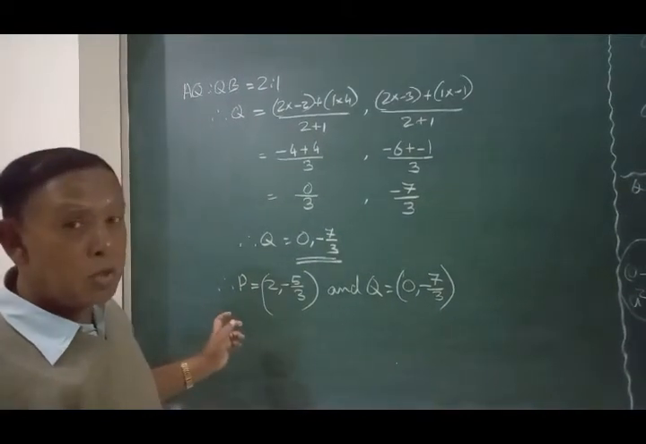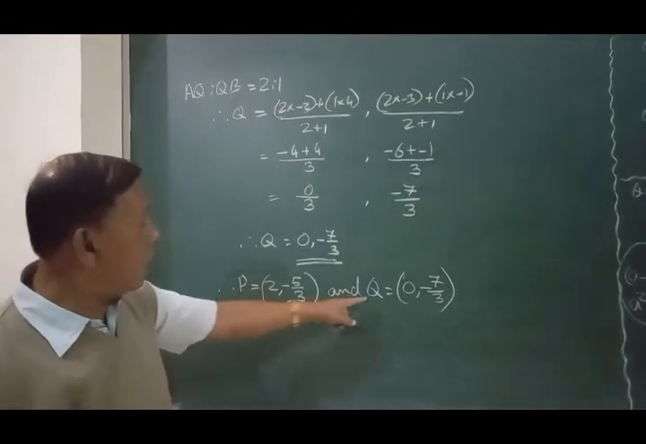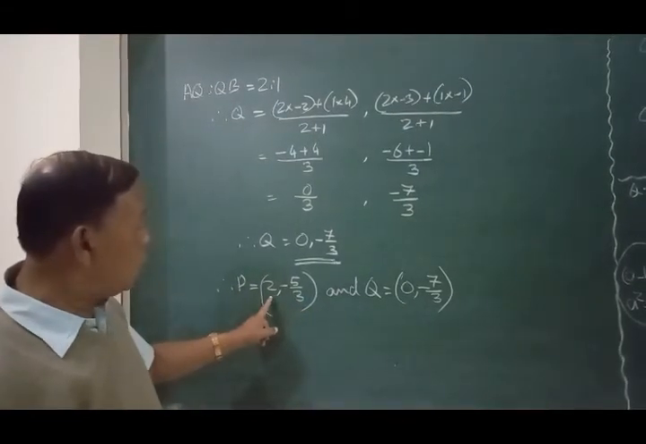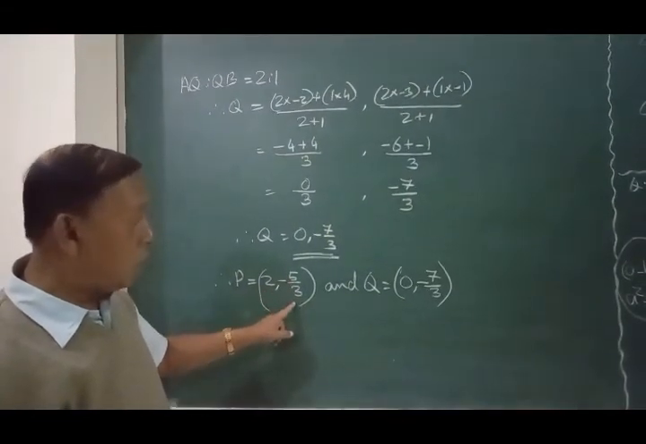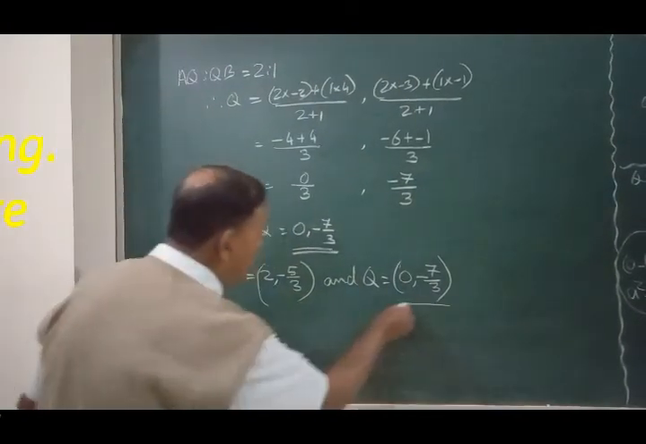Therefore, we are asked the two points P and Q. P is equal to 2 comma minus 5 upon 3, which we have seen earlier, and Q is 0 comma minus 7 upon 3, what you are seeing now. This is the answer that we were asked to find.